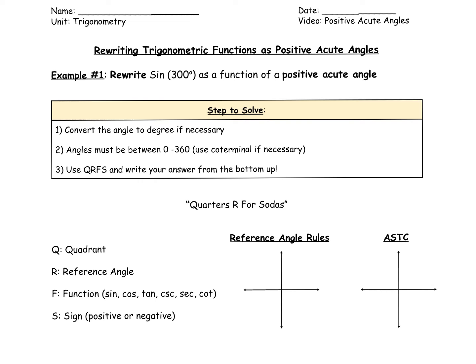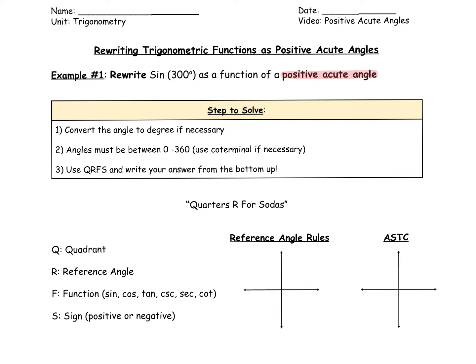Everyone, in today's lesson, we're going to talk about how to rewrite trigonometric functions as positive acute angles. So the best way I can do this is through an example. Example number 1 says, rewrite sine of 300 as a function of a positive acute angle. So let's just highlight that positive acute angle.